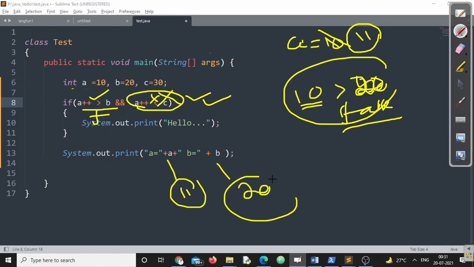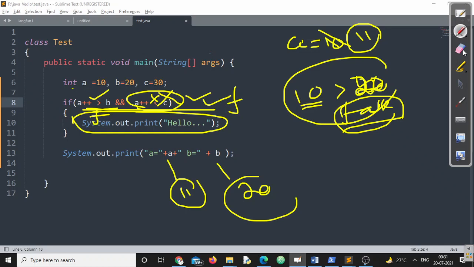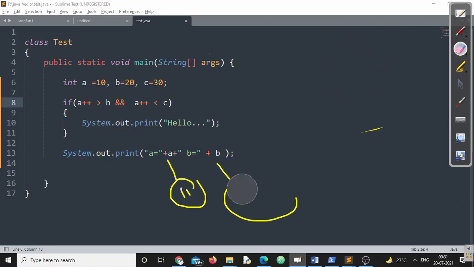Now, if I run this program, a will say I am 11, b will say I am 20. And this particular part will not be executed because of false. If the first one is false, the entire statement will be false, right? Logical AND will only produce true if both the values are true. In all other cases, it will produce false, right?